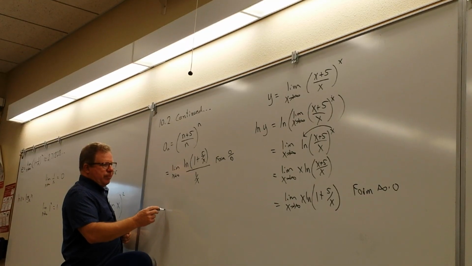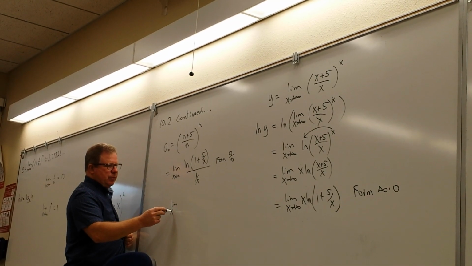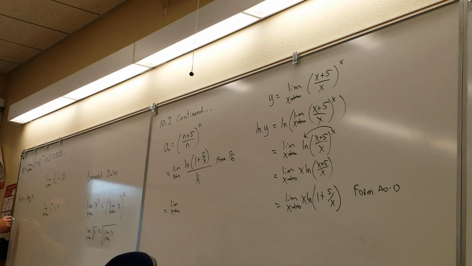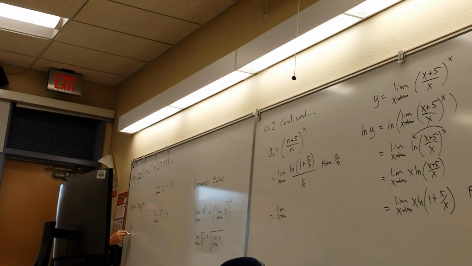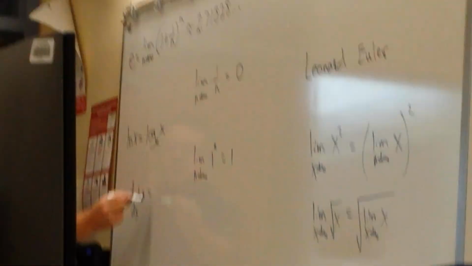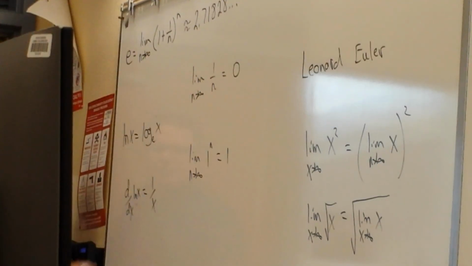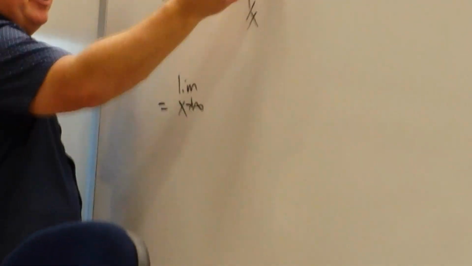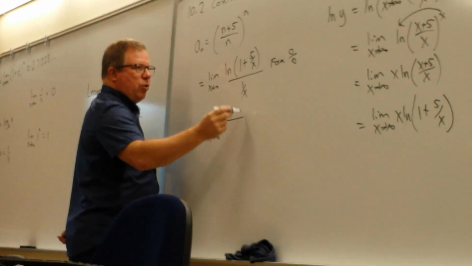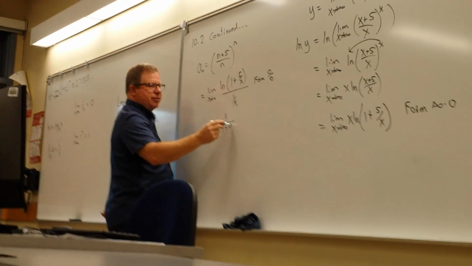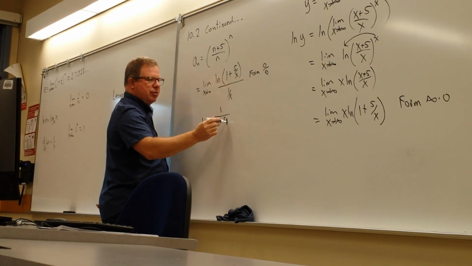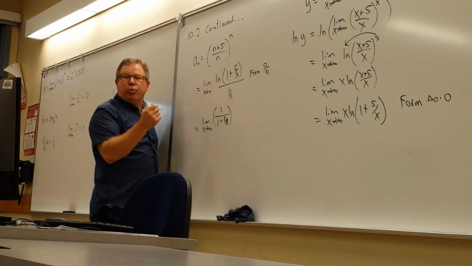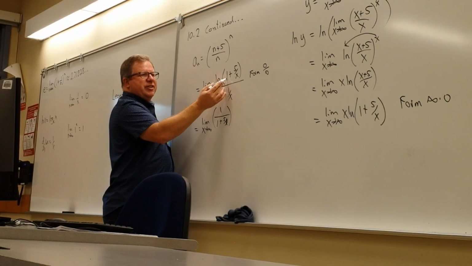So, L'Hopital's rule. Okay, review here. What is the derivative of ln x? 1 over x. So here, the derivative of ln of this is going to be 1 over this times the derivative of this. Got to do chain rule. The derivative of 1 is 0.